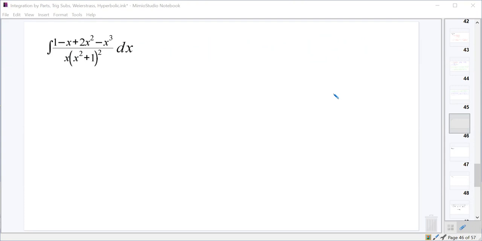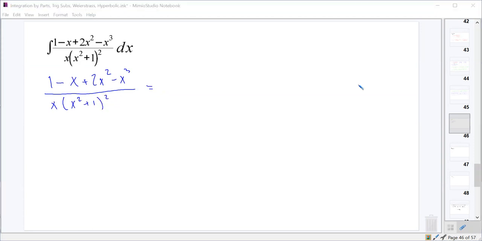Thoughts on this one? First off, it's a rational function, right? We've already got the denominator factored, but is the degree of the numerator greater than or equal to the degree of the denominator? No, definitely not, right? Denominator's got x to the fifth in it if you were to expand all that out. So let's just do the partial fraction decomposition here. So we've got 1 minus x plus 2x squared minus x cubed over x times (x squared plus 1) squared.